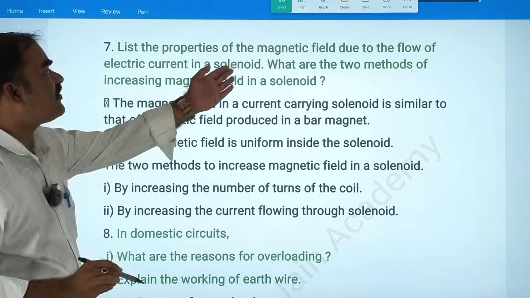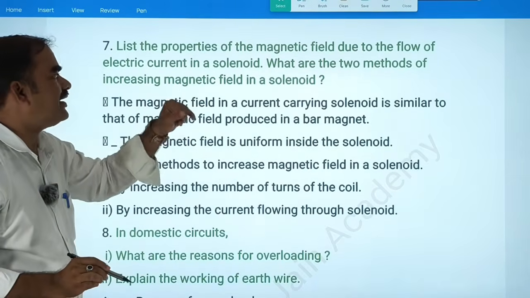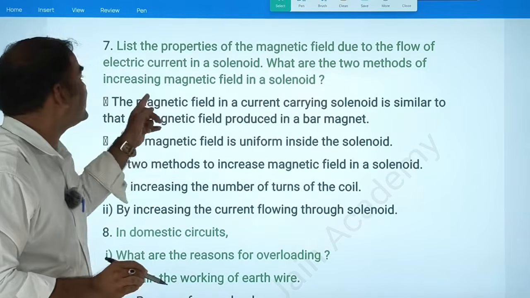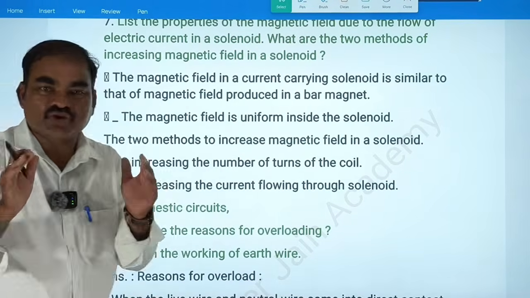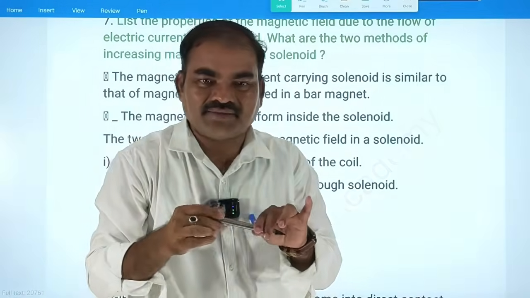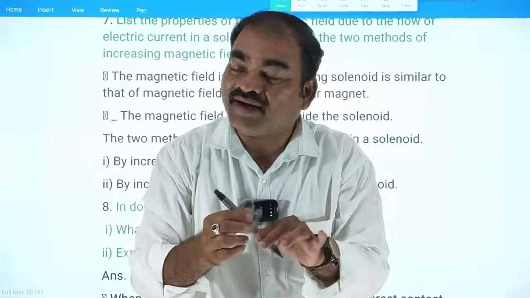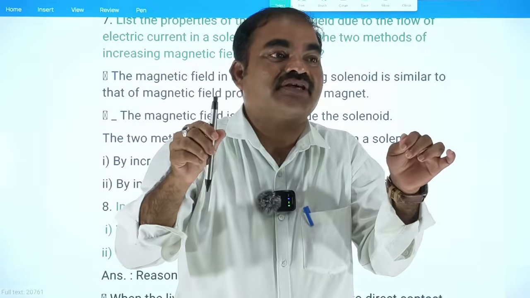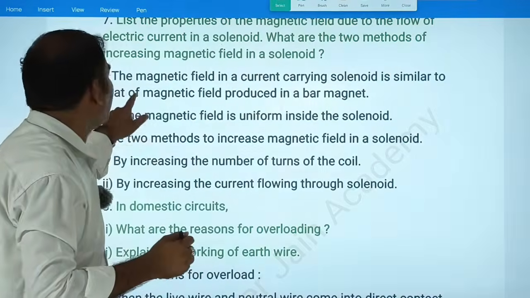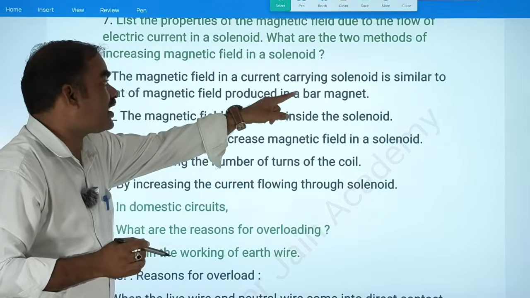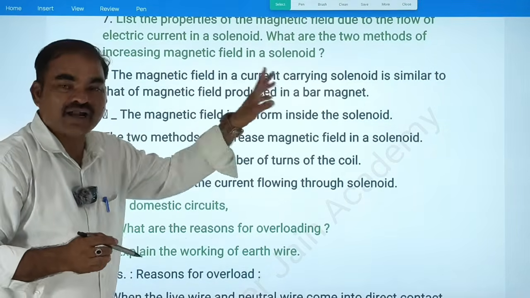List the properties of the magnetic field due to the flow of electric current in a solenoid. What are the two methods to increase the magnetic field in a solenoid? Let us discuss what we mean by a solenoid. A copper wire is coiled. Then the two ends are connected to a circuit with current, and it becomes a solenoid. The magnetic field in a current-carrying solenoid is similar to that produced in a bar magnet.